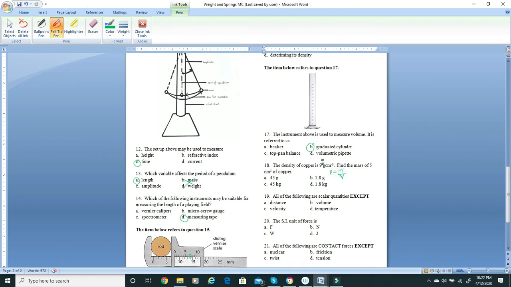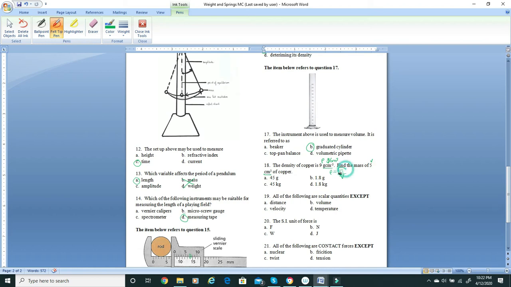We have the density and we have the volume. How do I know that this is density? Because of the units, grams per centimeter cubed, which is also represented as g/cm³, right? And the 5, I knew it was volume because it's centimeter cubed. So we have the volume here. So we have ρ and we have V.